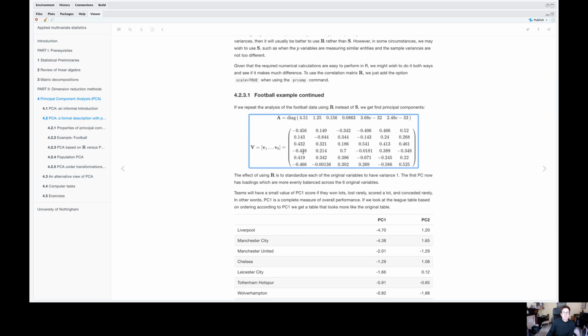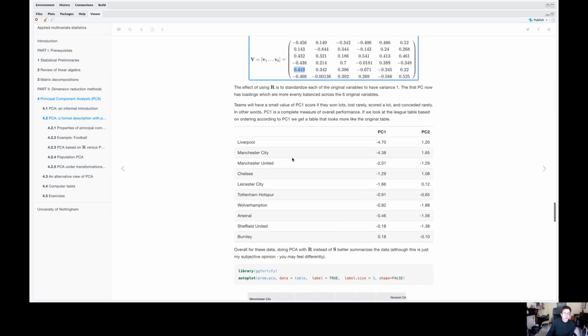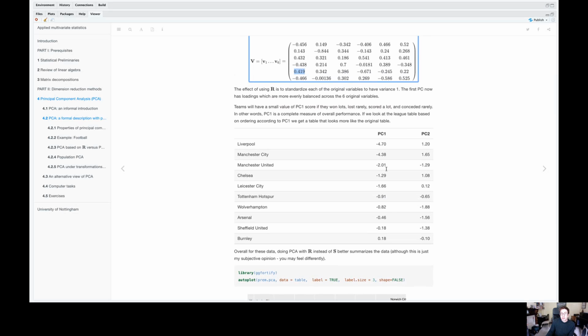If we look at the eigenvectors, we can see they now give a much more even weighting across all the parts of the data. So you'll have a large negative value for principal component score 1 if you won a lot, scored a lot, and conceded relatively few. Again, if we look at our league table according to the principal component 1 score, we get a league table that looks much more like the original league table now.